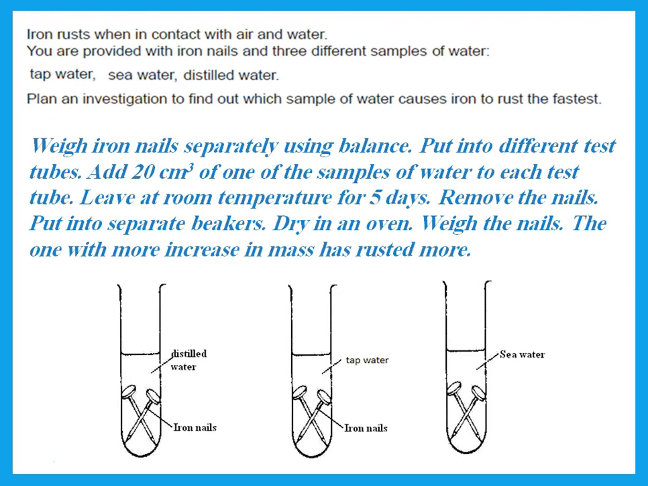I weigh the iron nails at the beginning, put them into the test tubes, add equal amounts of the water, and leave at the same temperature, so tell him leave at room temperature for the same amount of time. Of course, rusting is slow, so we leave it for 5 days. After that, remove the nails, put into separate beakers, dry in an oven, weigh. The one with more increase in mass is the one that has rusted more.